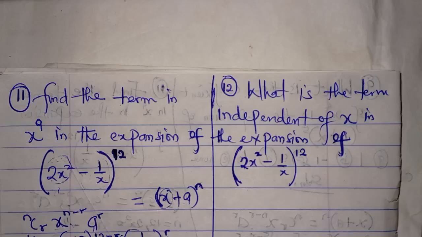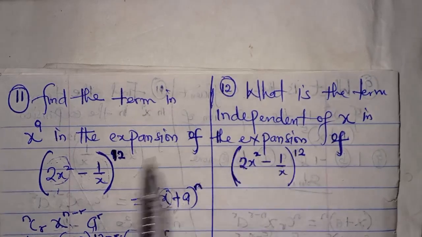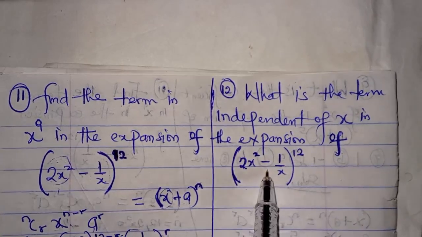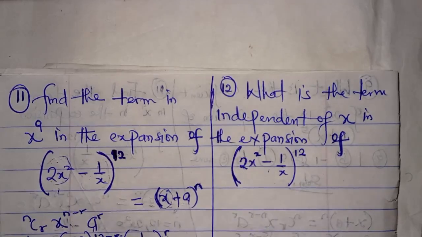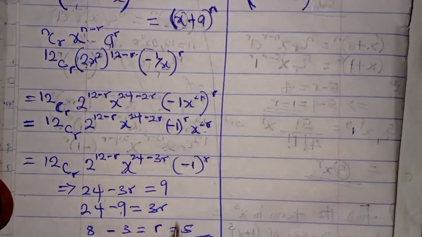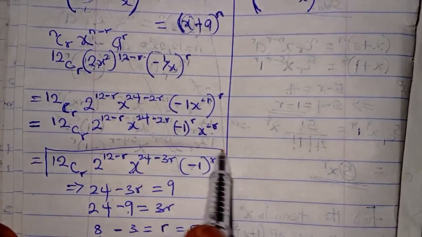Now, this question, still under binomial, says, what is the term independent of x in the expansion of 2x squared minus 1 over x all to the power of 12? Okay, the same binomial here is what we have here. Question 11 and 12, they are the same. So I'll just skip these steps until I get to this point. I'll stop here. This is very important.